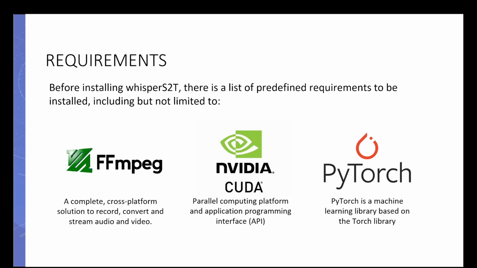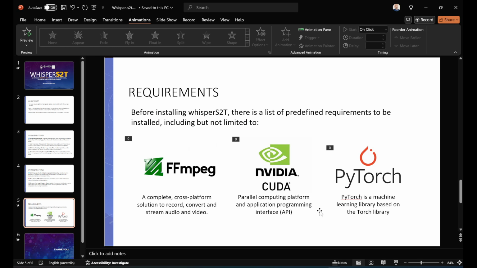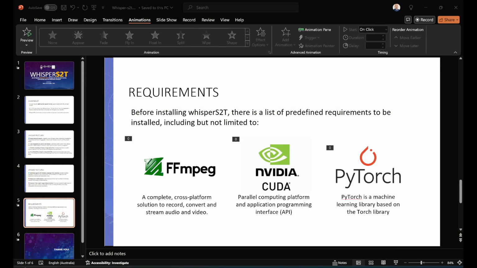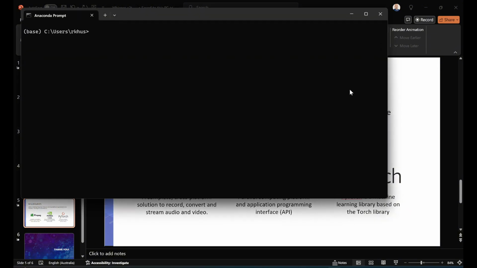So I will stop the presentation over here. Let's actually start the process. So the first thing I'm going to do, I'm going to open an Anaconda prompt. The first thing, I'm going to create a new environment so that I will keep everything in one environment. I don't want to contaminate the other environments, if I have any, with the existing versions of the different toolboxes that WhisperS2T will need.